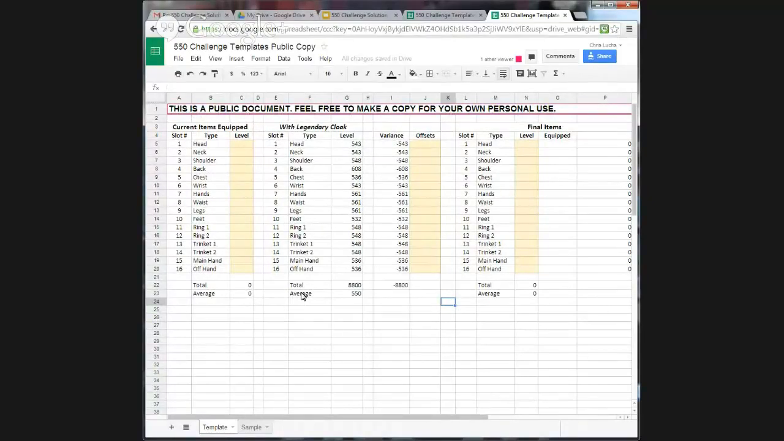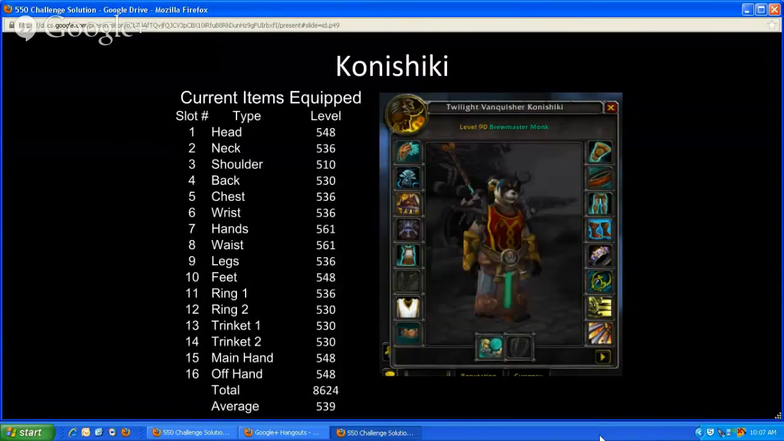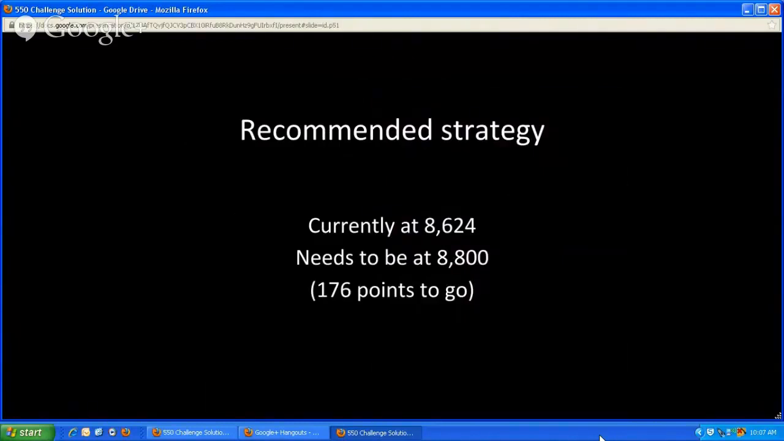So now going back to slides, this is just another example of another tune. So I picked Konoshiki and basically said, here's all the equipment that she had at that time. I know she's done some upgrades since then. But basically at that time, she was at 86.24. And again, needing to get that 8,800, so she was 176 points away from that number.